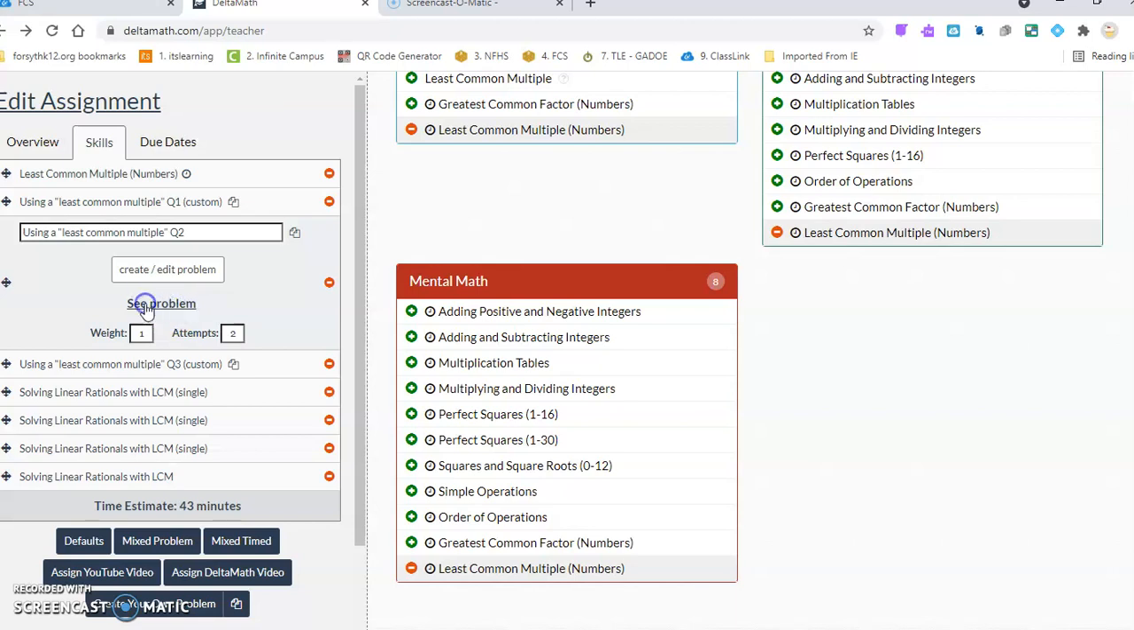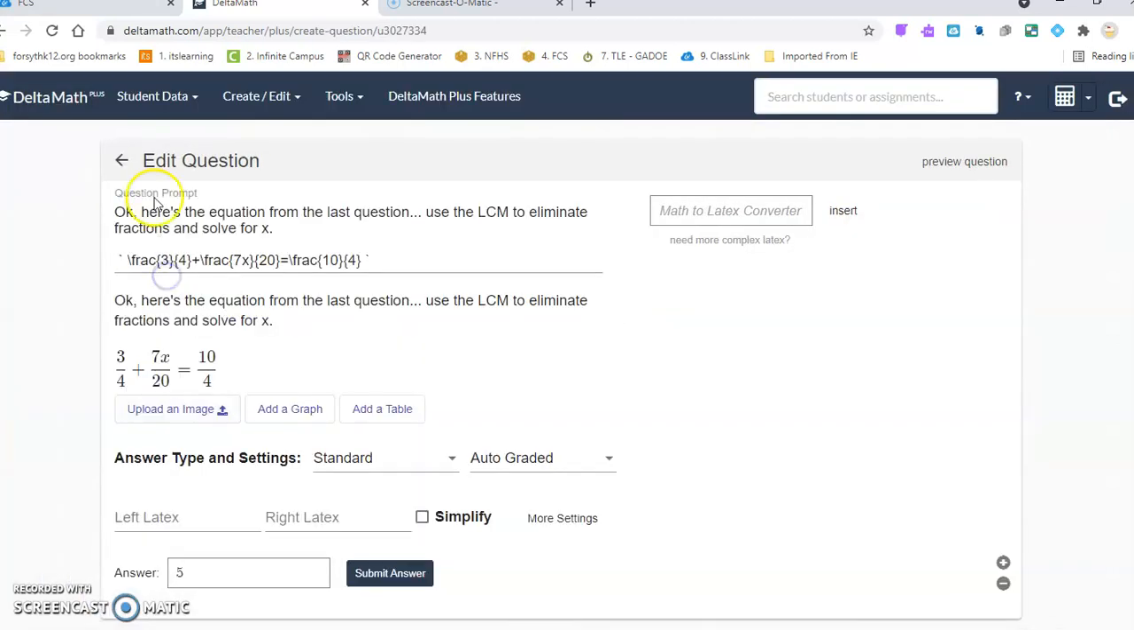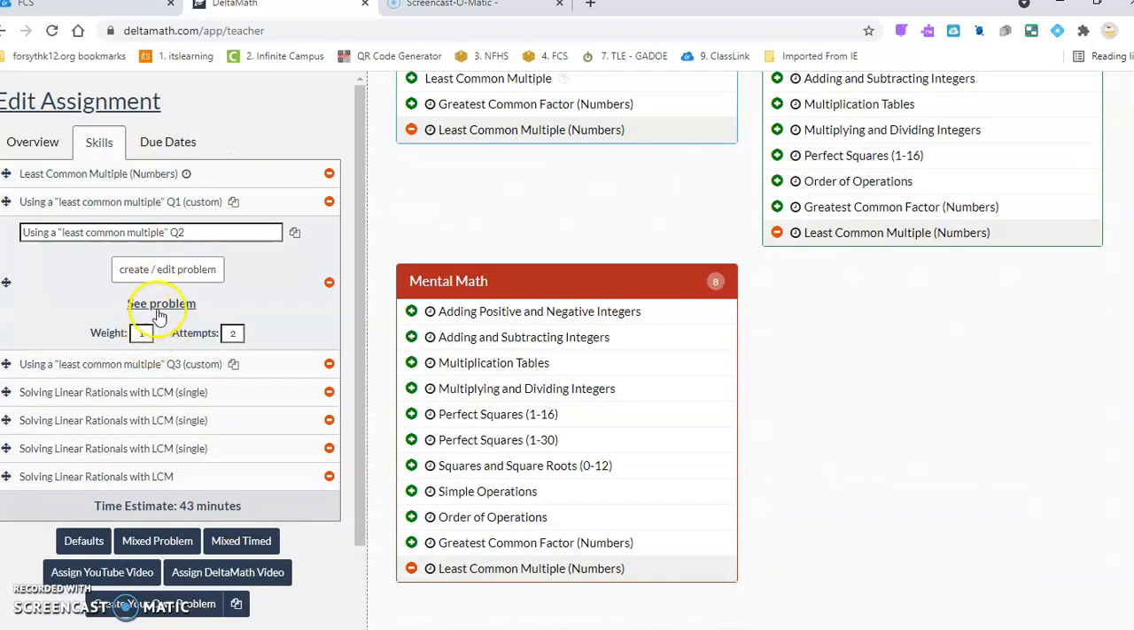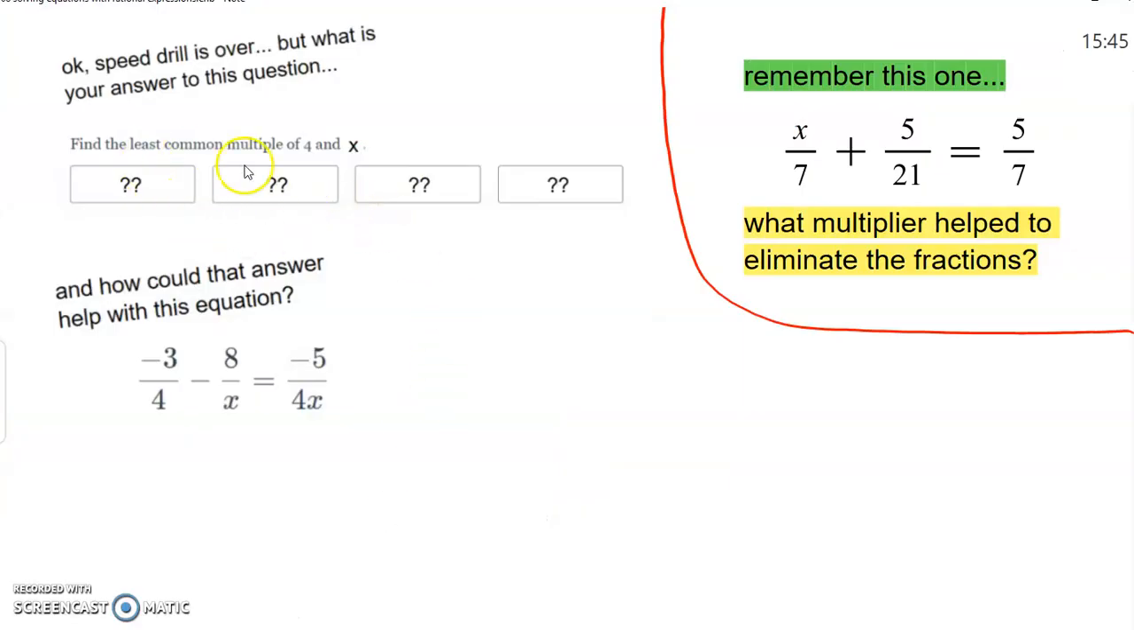Yeah, I'm having a little delta math problem today. Come on. Okay, well, I'm going to go back to this. I think this is the next problem. Eventually, it leads into this.